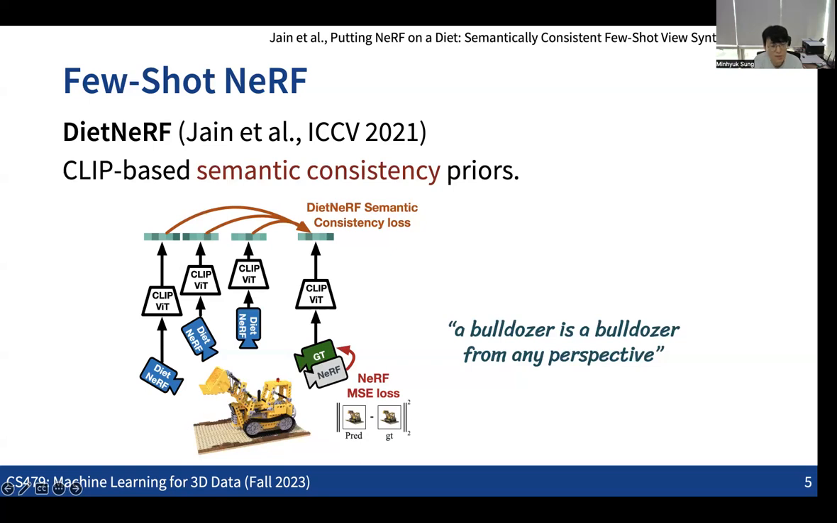Because if the shape is reconstructed as a yellow bulldozer, then any rendered image should show a yellow bulldozer. So they should be mapped to the same point in the CLIP embedding space, because all these images can be described with the same text description. That's the very basic idea of how we can leverage CLIP embedding as prior knowledge to get 3D objects from these perspective images. Is it clear? Any questions on this?